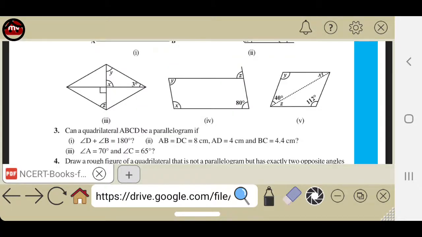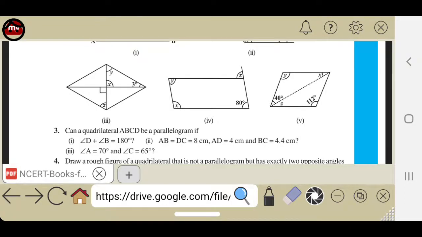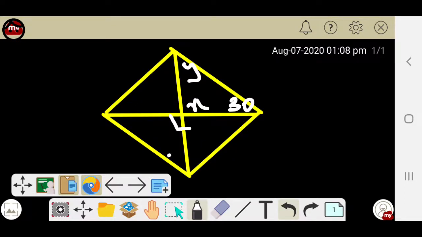X, Y, Z. X, Y 30, this angle 90, and Z also. Here Z. We have to find the value of X, Y and Z. Okay. Here 90. You know that when two lines are intersecting, vertically opposite angles are equal. You've already studied that in lower classes. Then these two angles are vertically opposite angles. This one 90 means x equal to 90.